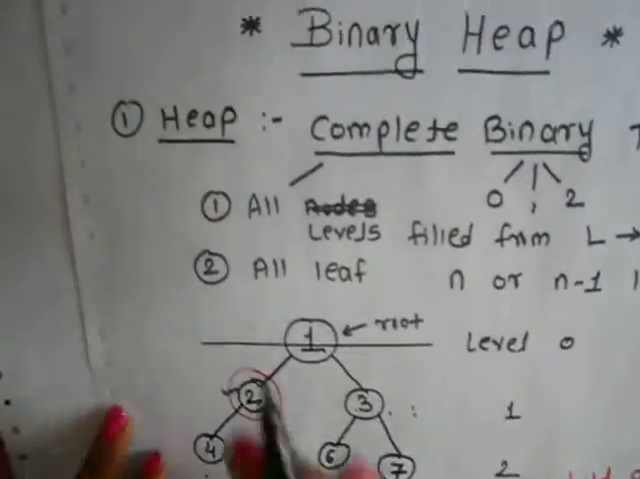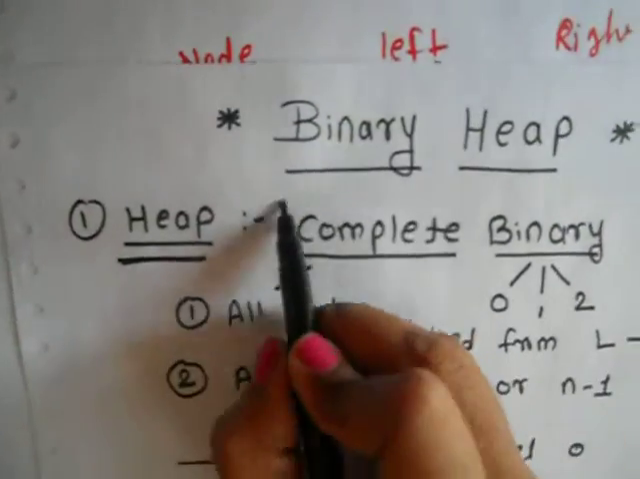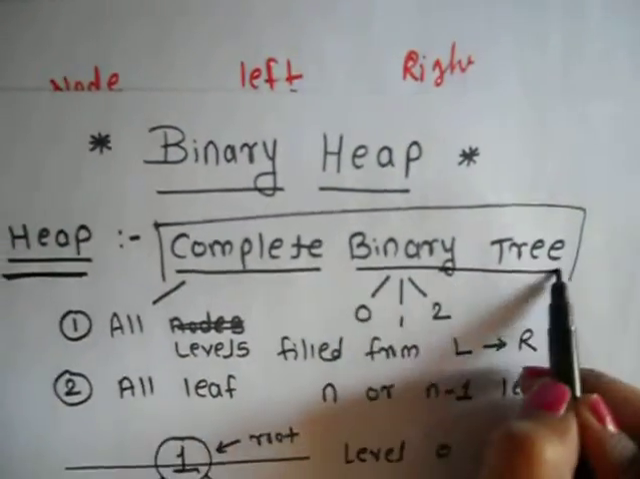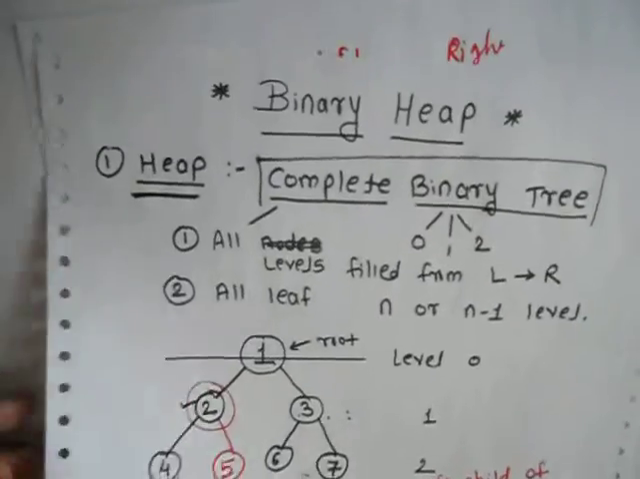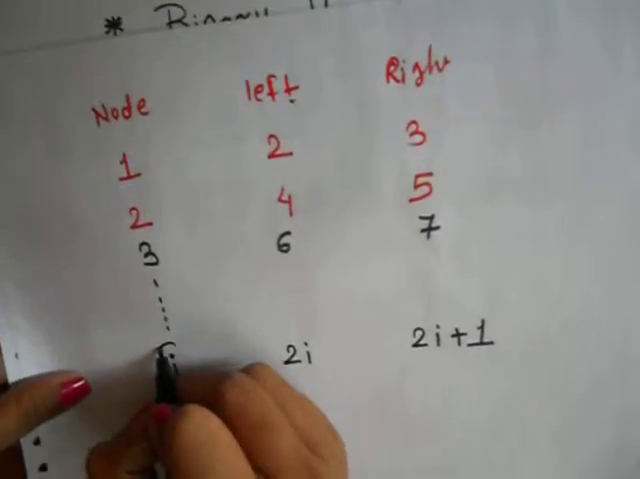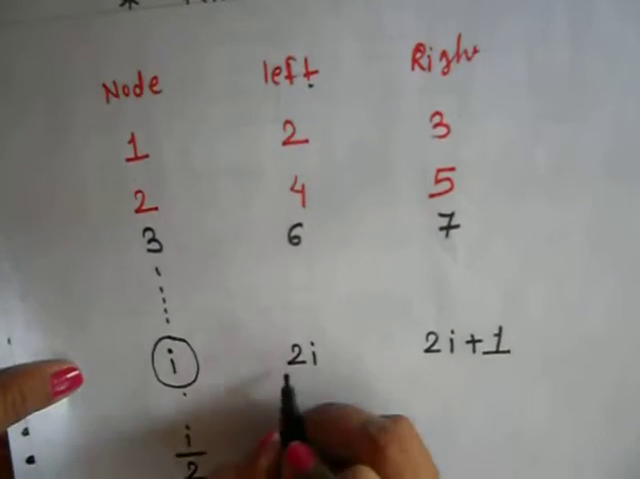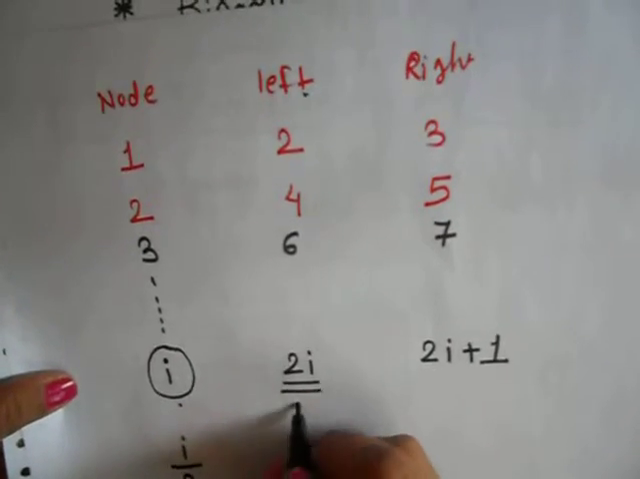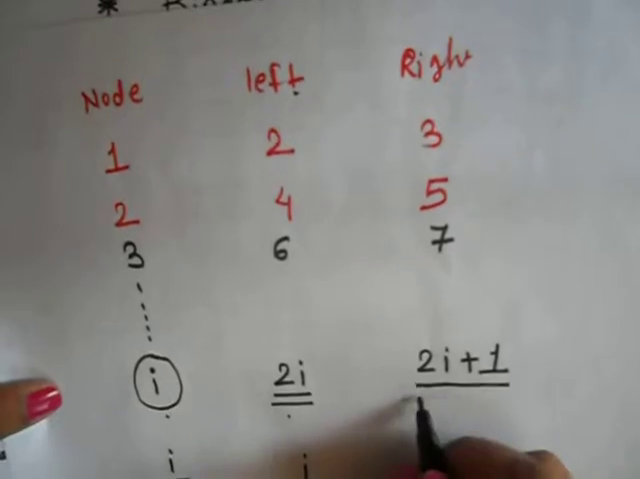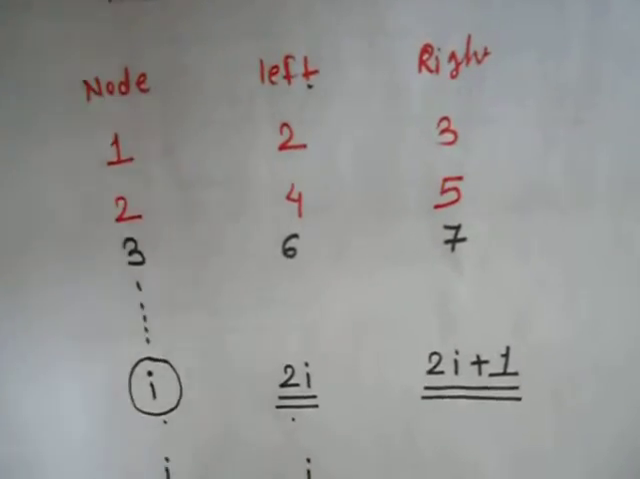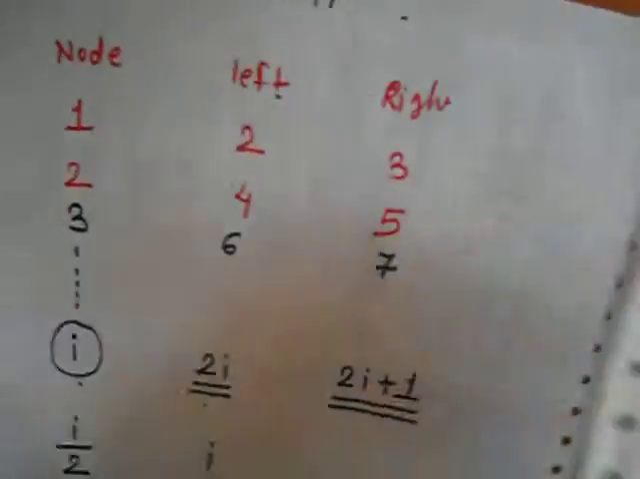So we will apply all these techniques in heap. So basically heap is a complete binary tree. Now we will use the complete binary tree. So as we know, if a node is present at the ith position, the left child should be present at 2i and the right child is present at 2i plus 1. Now we will consider the heap.